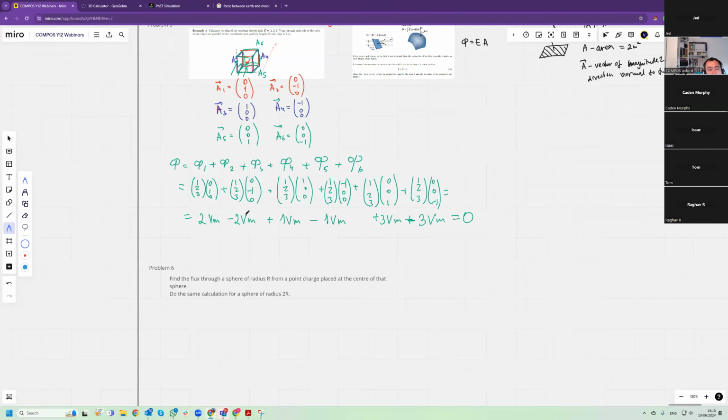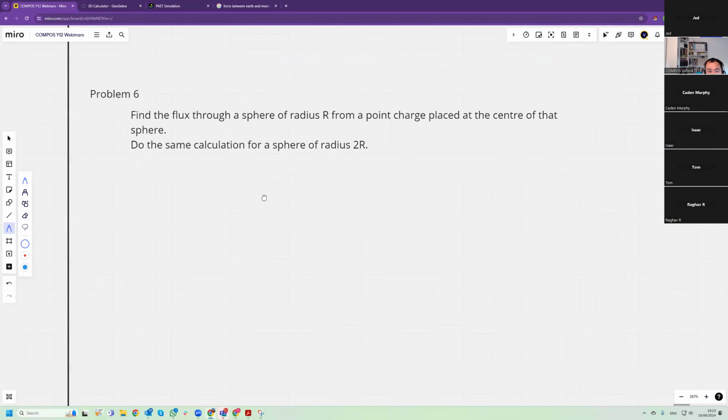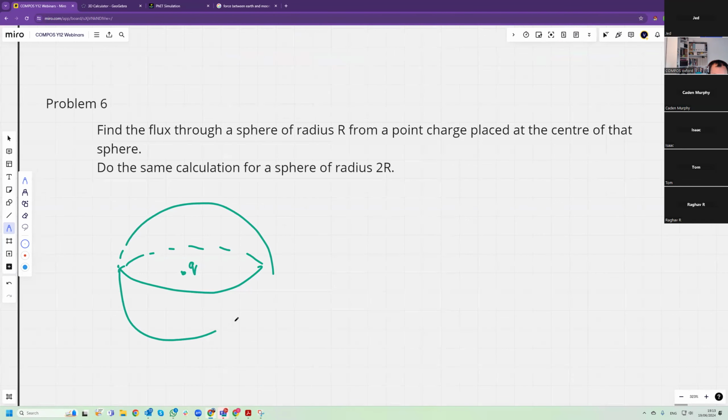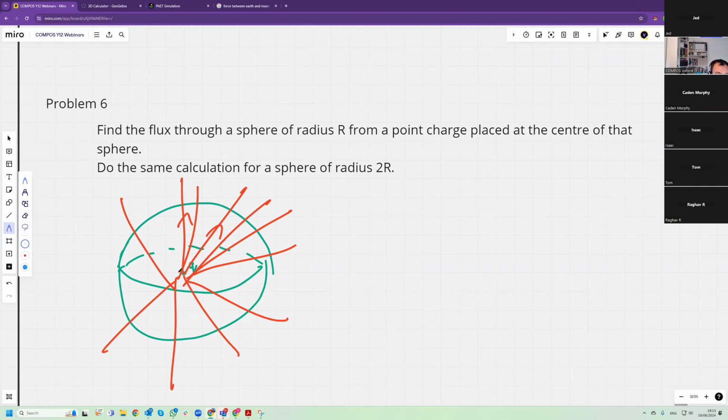And finally, the final question. Find the flux through a sphere of radius r from a point charge placed at the center of that sphere. So we have a point charge, Q, and we have a sphere placed around the point charge. We need the flux going through that sphere. The electric field is in all directions, right? The electric field at distance r is equal to Q divided by 4 pi epsilon 0 r squared, right? That's the electric field from a point charge.